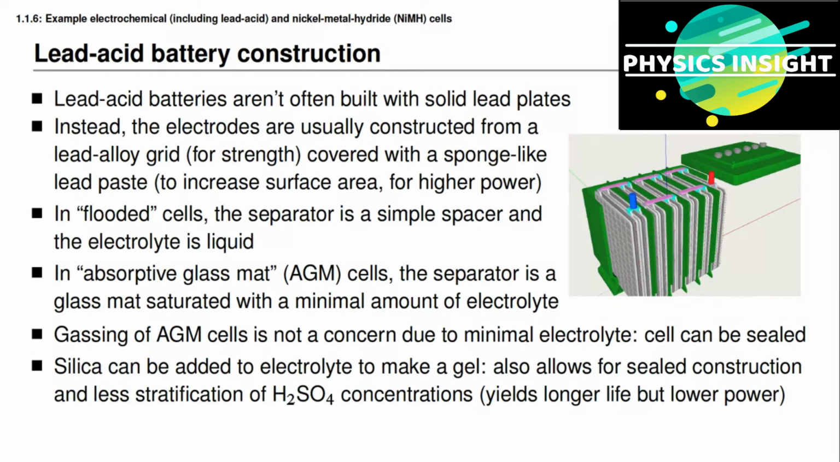When we add the silica and create this gel, the resulting lead-acid battery is often called a gel cell because of that. So when we make this gel cell, we often have longer life, but also the trade-off is we often also have lower power because the electrolyte has a higher ionic resistance than the liquid electrolyte.